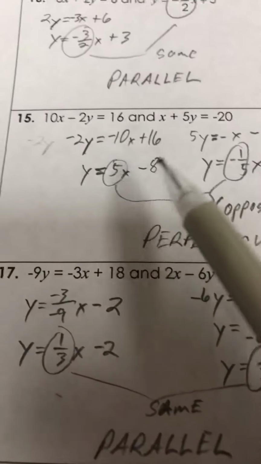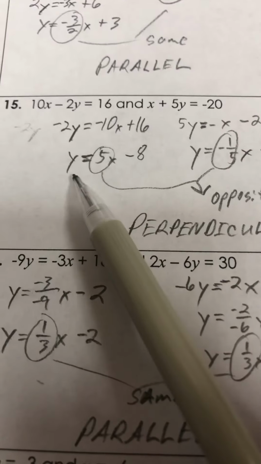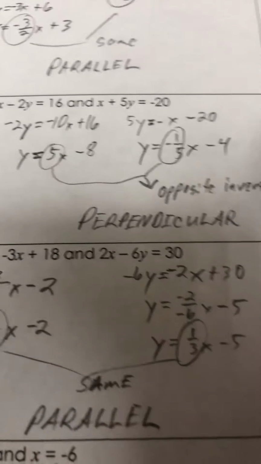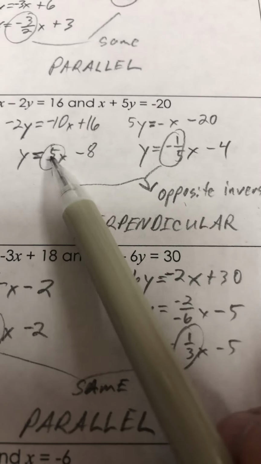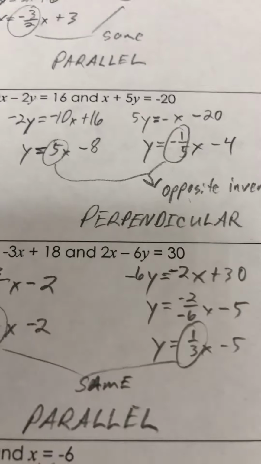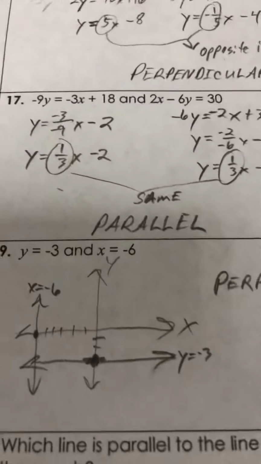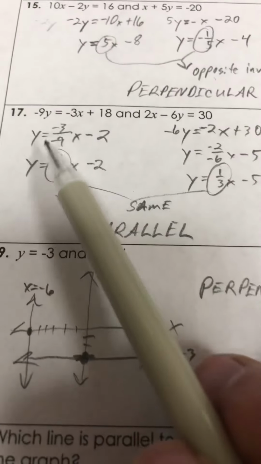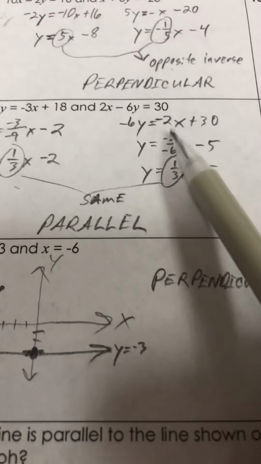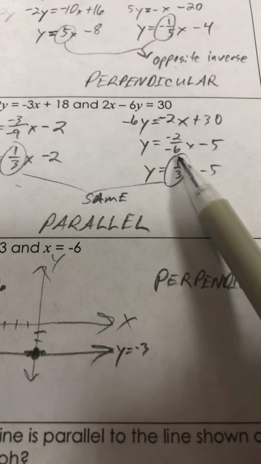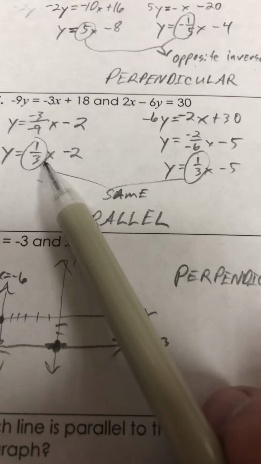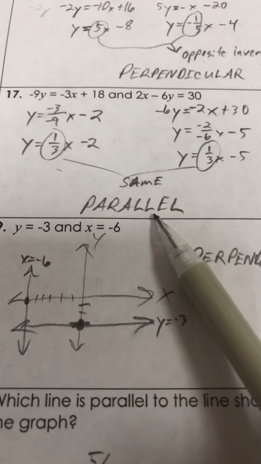Number 15, what I did was I got y by itself on this side, and I got y by itself on this side, and you can see the process of me doing that. Notice that they're the opposite inverse. I have a positive, I have a negative, I have a 5, which is 5 over 1, and I have a 1/5. It's flipped, so that would be perpendicular. Number 17, I worked to get y by itself, dividing by negative 9, and so on. Here I subtracted 2x and then divided by negative 6. And notice that this slope becomes 1/3, this slope becomes 1/3. It's the same, so we're going to have parallel lines.